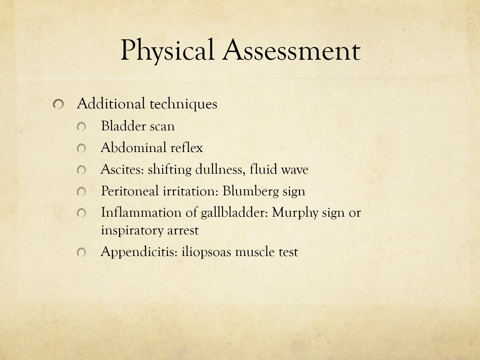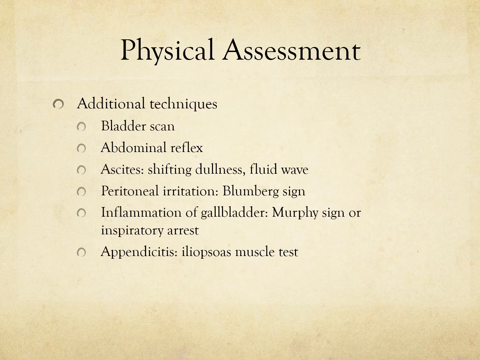Next is the abdominal reflex. This neurological reflex is assessed by lightly stroking the abdomen and observing for contraction of the abdominal muscles, and changes in the reflex can sometimes indicate neurological dysfunction.